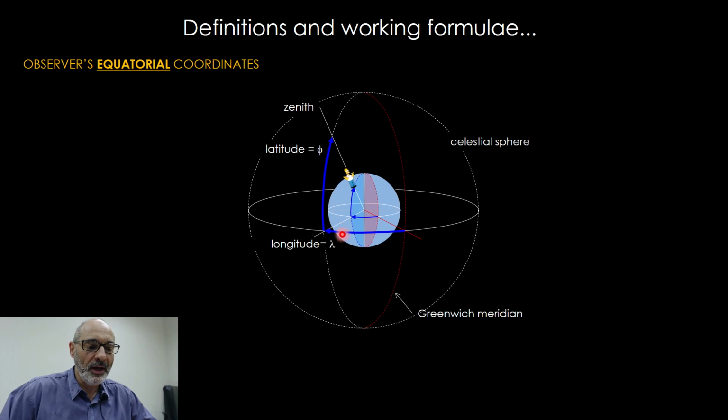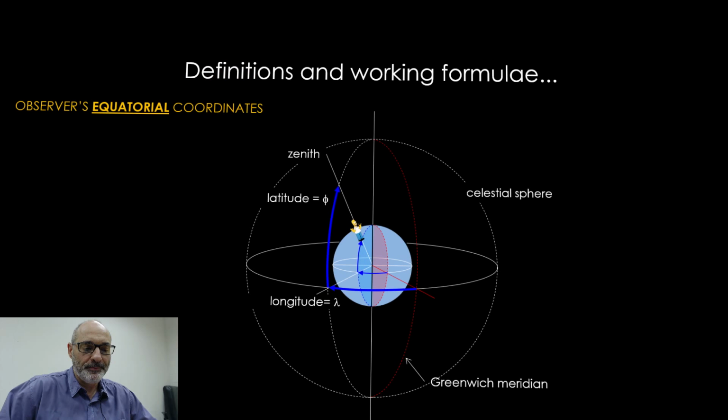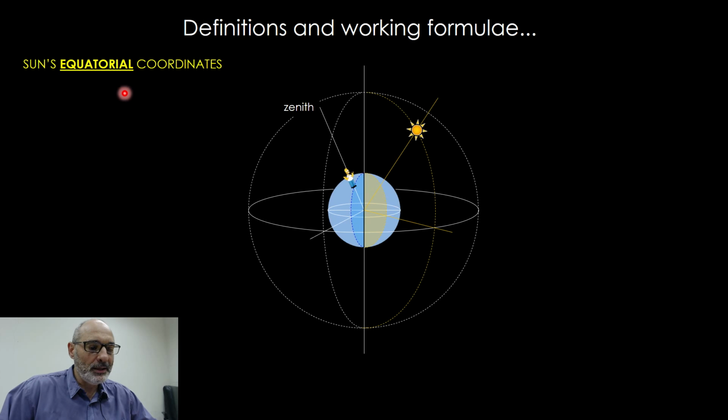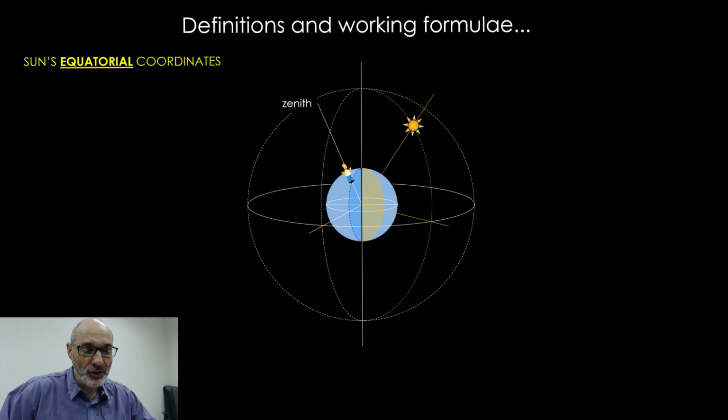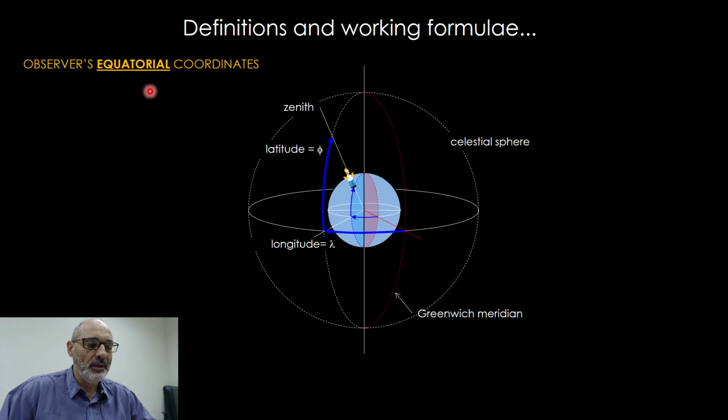If we project this on the celestial sphere, we can also measure on the celestial equator. You just put the word celestial before everything. So longitude is measured on the celestial equator, and likewise latitude from the equator. No problem here. Now, let me go back one slide. I gave you the observer's position in terms of equatorial coordinates, so longitude and latitude.